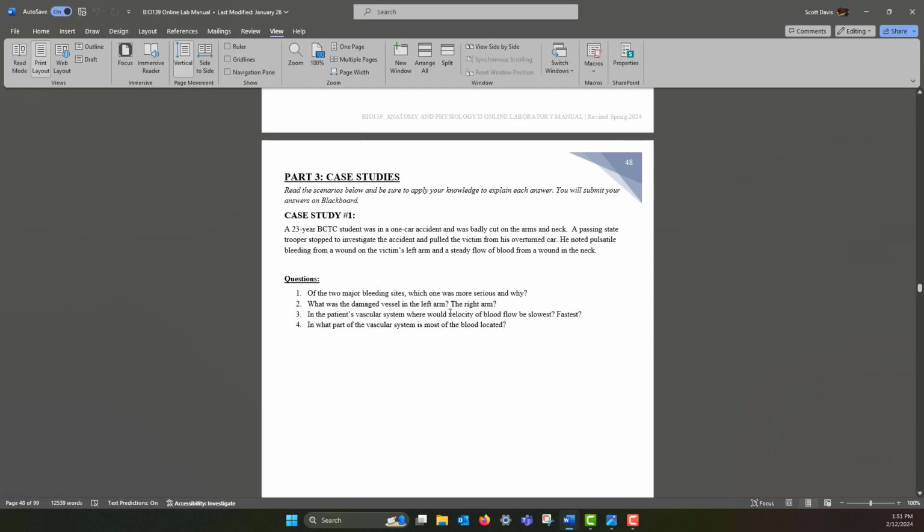Same thing down here with question number 3. What type of vessel would have the fastest and slowest flow?